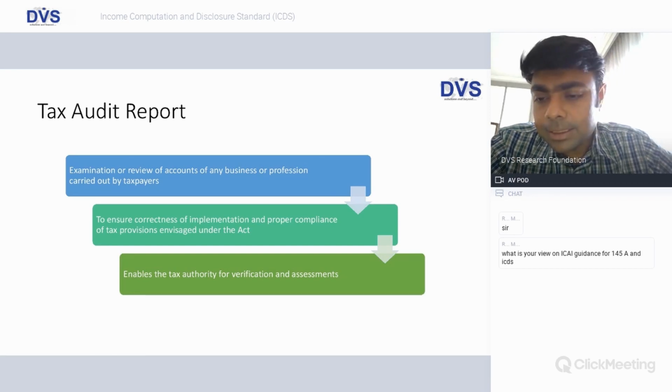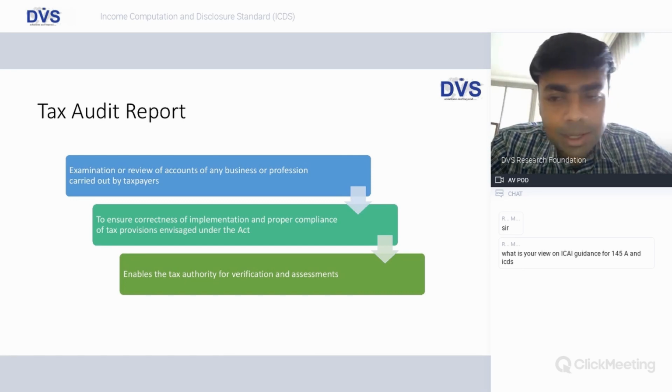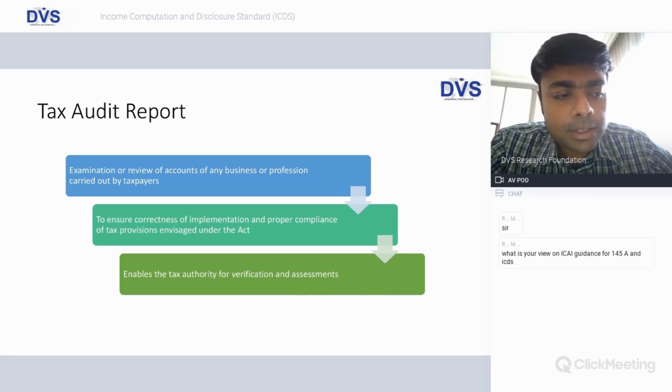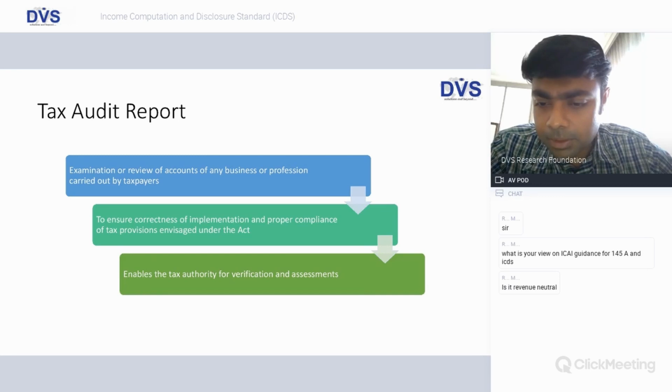See, the guidance note of ICAI for 145A is ICAI's perspective on this particular implementation. But what we also need to understand is the revenue's perspective here. The intent of bringing in ICDS was, to some extent, in my humble view, to undermine the premise of ICAI in bringing out accounting standards.